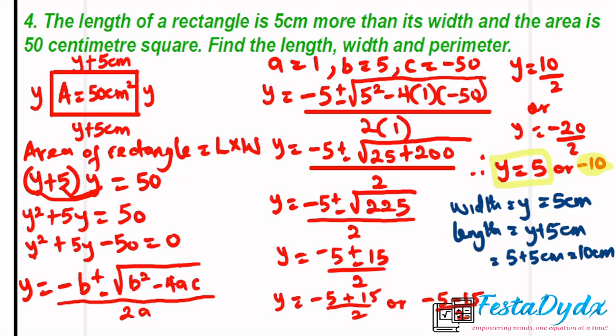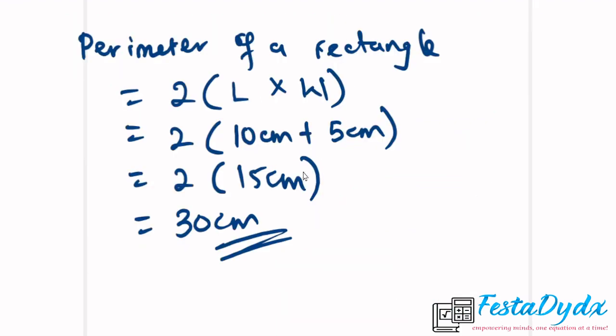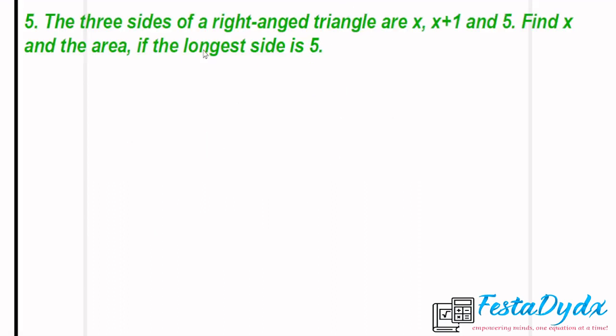So now we've been able to get the length, width, and perimeter. The length is 10 centimeter, the width is 5 centimeter, and the perimeter is 30 centimeter. Now let's move to the last question on this video, which is question number 5.